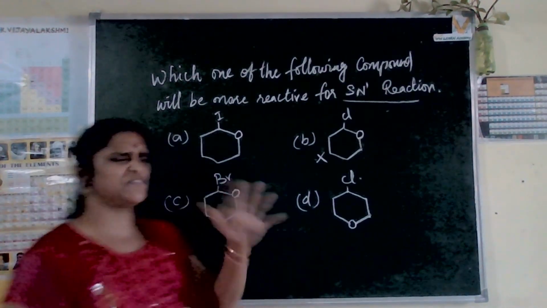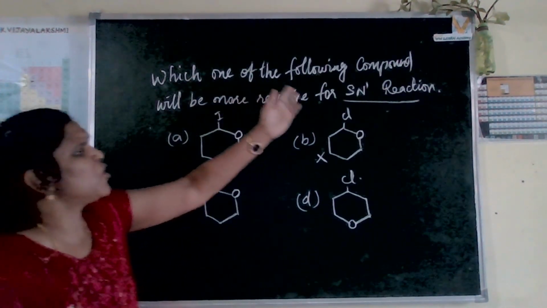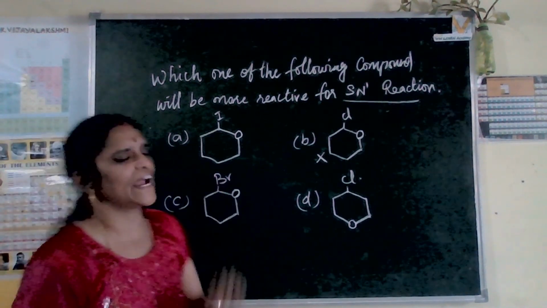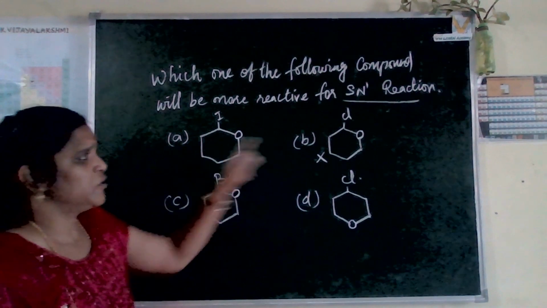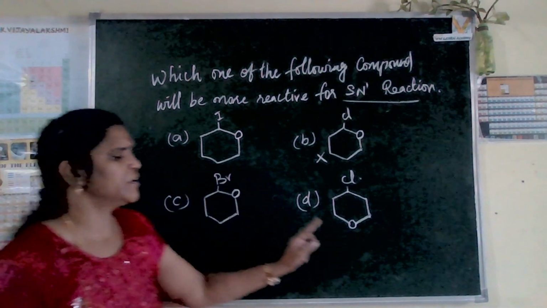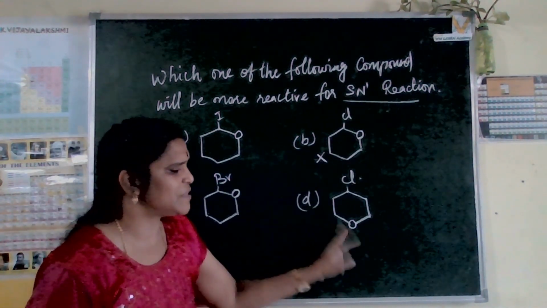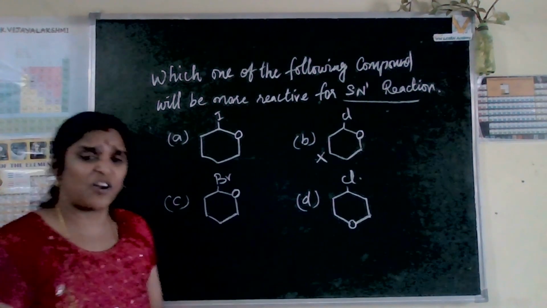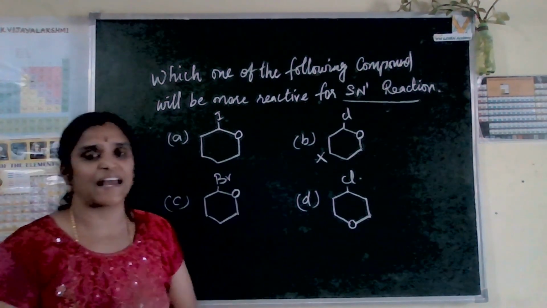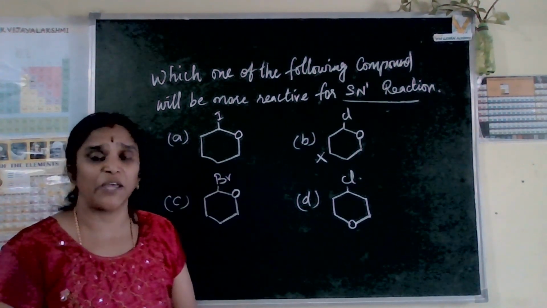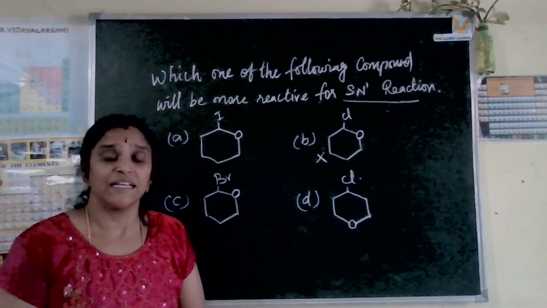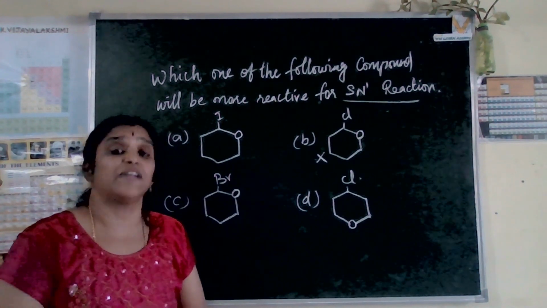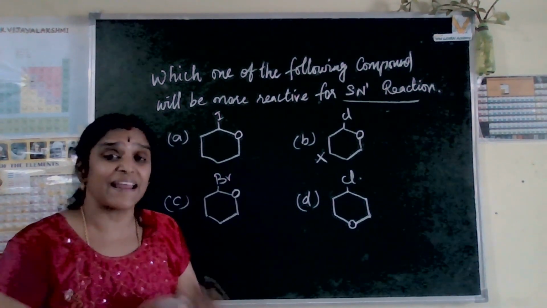The next question, it's very simple. Which one of the following compounds will be more reactive for SN1 reaction? Iodo compound, chloro compound, bromo compound, chloro compound, where the position is changing. As you look at it, only the iodo compound is the correct answer, your mind will say. Why? You know that is the best leaving group. Why? Atomic size is bigger, charge density decreases, it will be more stable, more reactive.